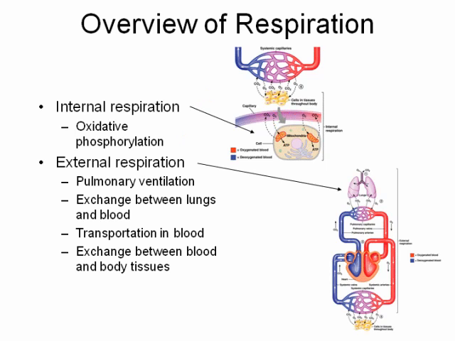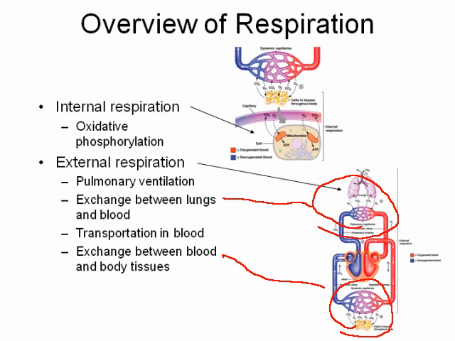What we're going to be interested in in this section of the course is external respiration, that is the act of breathing. This is pulmonary ventilation, that is the movement of air into and out of the lungs, and of course the exchange of gases between the lungs and the blood, and the transport of oxygen as well as CO2 in the blood, and then again the exchange of these gases between the blood and the body tissues. So we have the exchange occurring in the lungs, as well as exchange occurring within the tissues.